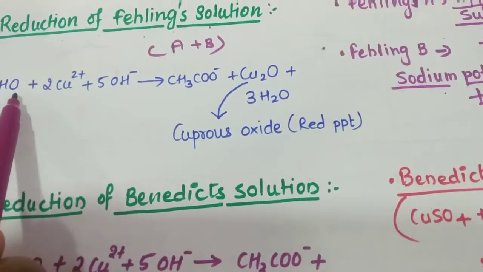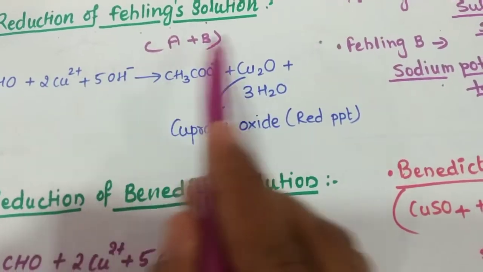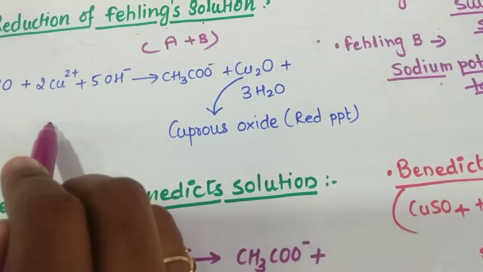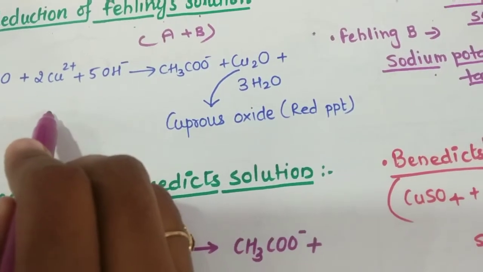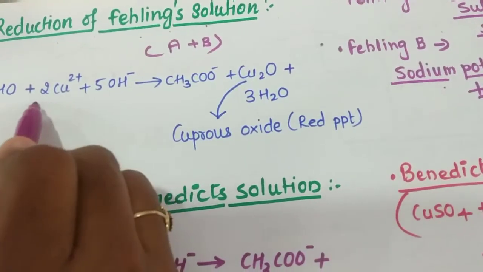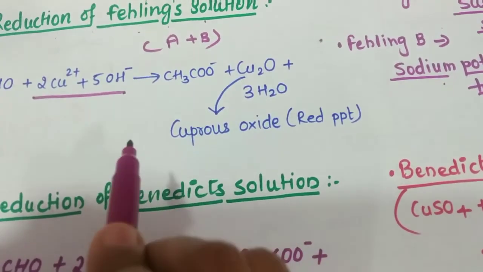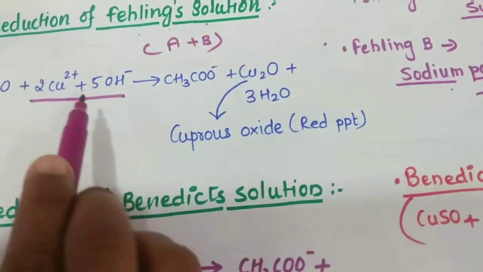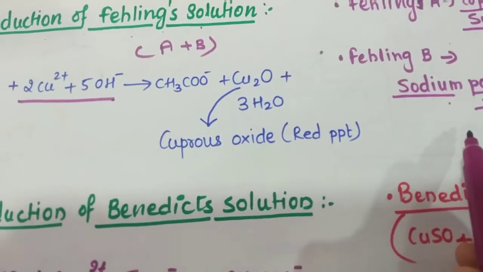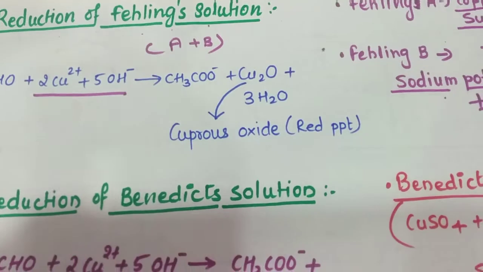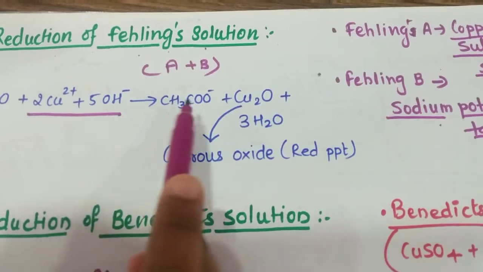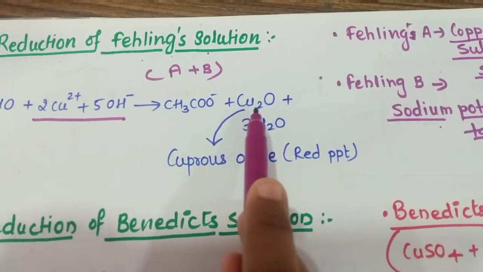Now if we have acetaldehyde, it reacts with Fehling's solution A and B. Like we know, copper sulfate forms a soluble complex of Cu2+ ions, and these Cu2+ ions react with the tartrate ions of the Rochelle's salt, and then they provide this complex as Cu2+. Why I have written only this and not the formulas is because they are quite difficult in structure. So simply we'll say that we have this Cu2+ and 5OH negative, and then CH3COO negative and Cu2O.